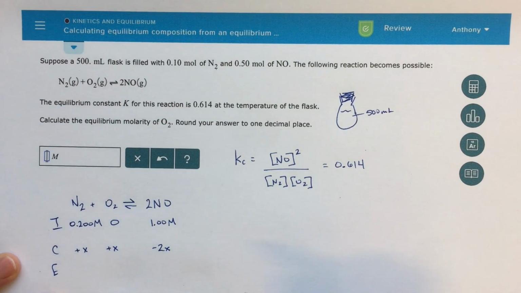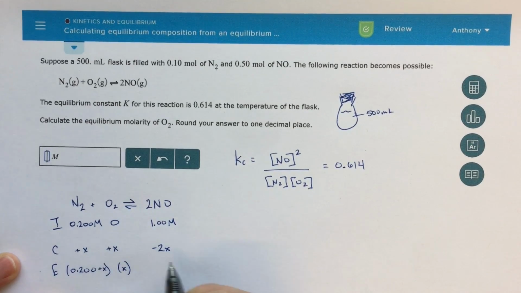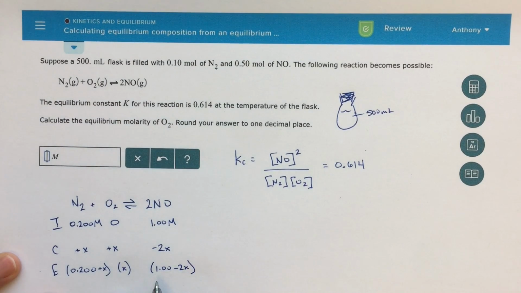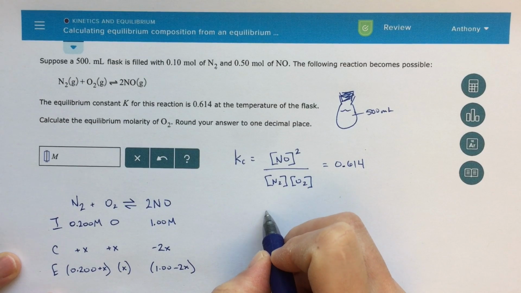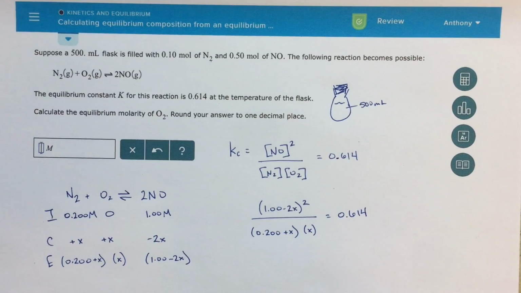Okay, reaction shifts to the left, plus x, minus 2x. Don't forget that minus 2x because of the 2 coefficient there. So then at equilibrium, I should have 0.200 plus x for my N2. I should have x for my O2, and I should have 1.00 minus 2x for my NO. Now I can plug these equilibrium values in for my Kc. So getting up here, this is going to be 1.00 minus 2x squared.